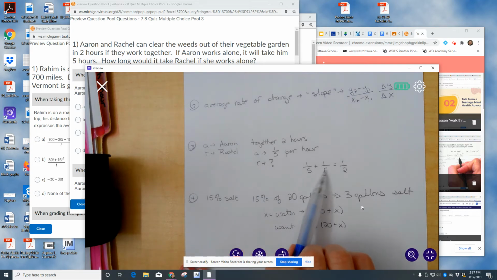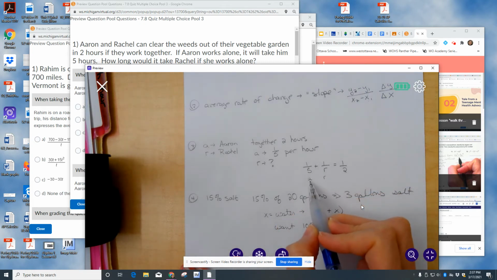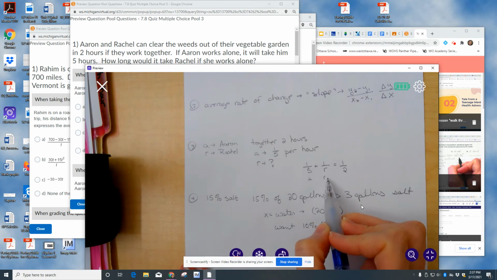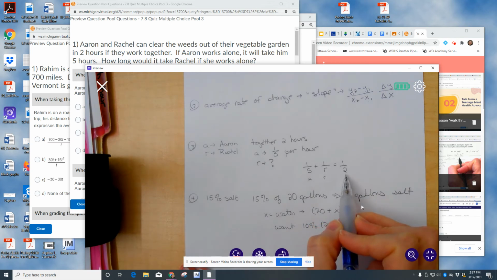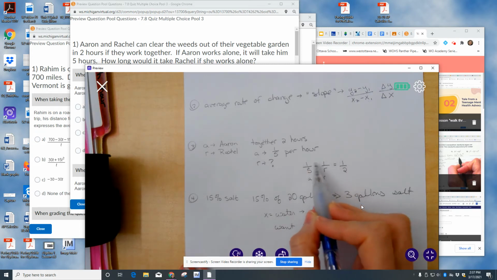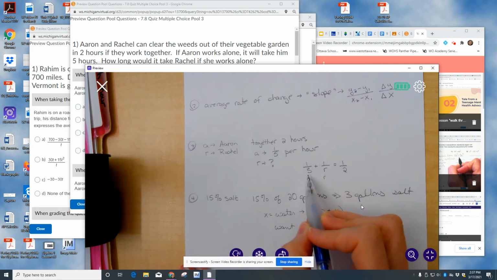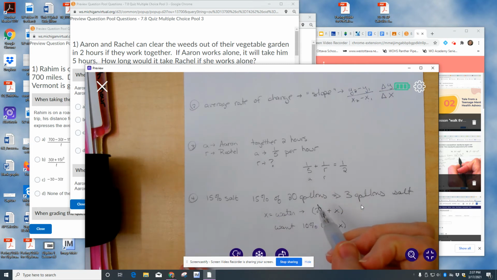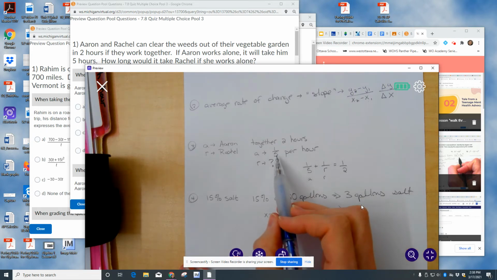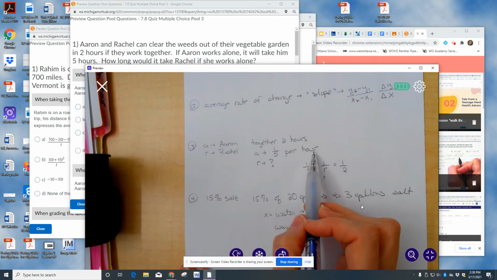Well, you know, if they work together, this is like A and R. So the work Aaron does together with the work Rachel does, it's going to take them 2 hours. So if you solve this, see, this is a rational function. You're going to be using fractions in all of these. If you solve this for R, that will tell you how long it takes Rachel. So again, Aaron working alone for 5 hours, you can think his rate is 1/5 of the job per hour.